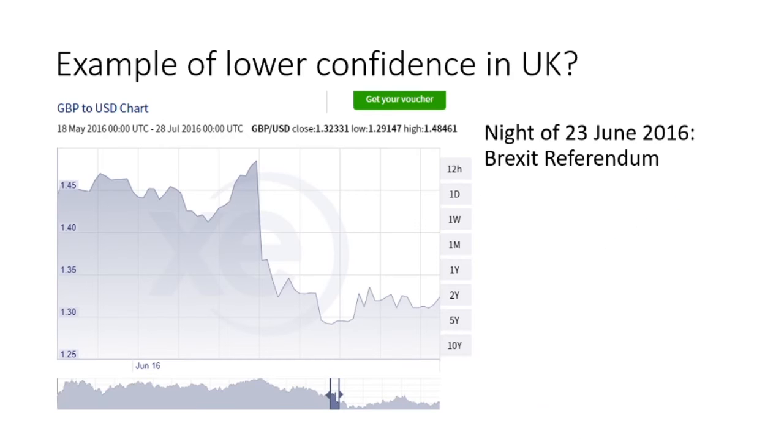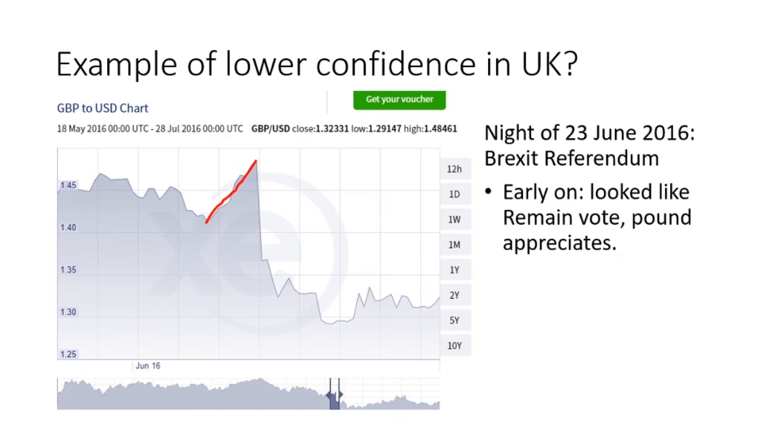A useful illustration of confidence in the UK affecting exchange rates comes on the night of the 23rd of June 2016, which was the night of the Brexit referendum. I've got a snapshot of what happened to the pound sterling over that period. And as you can see here, early on, it looked like it was going to be a Remain vote. A lot of the institutional investors, they were hoping for a Remain vote because it was a sign of stability. It was a sign of the things which people were used to. And so they thought, okay, it looks like it's going to be Remain. That's going to mean that the pound sterling is increasing.